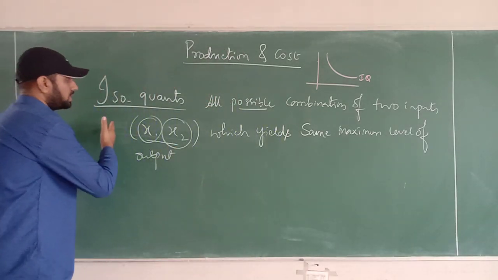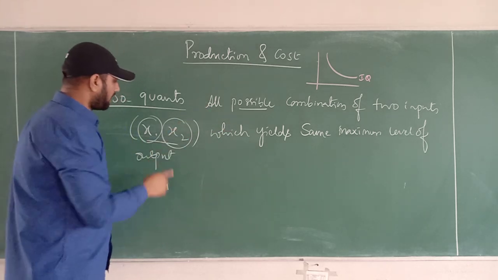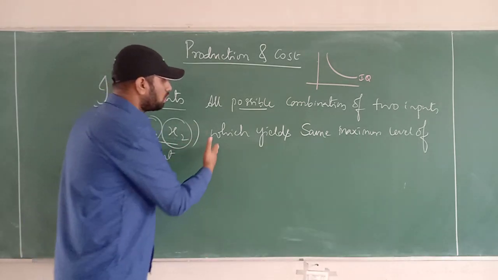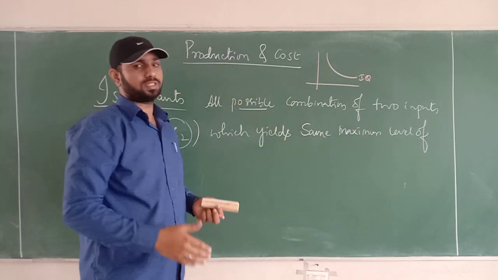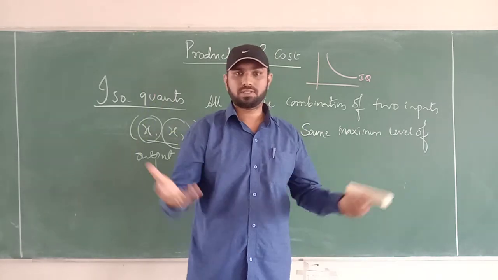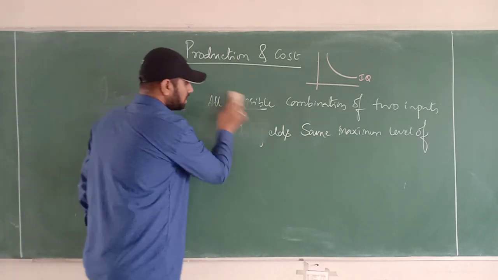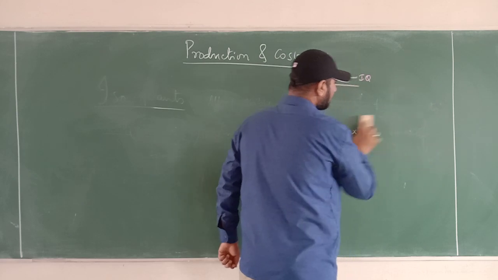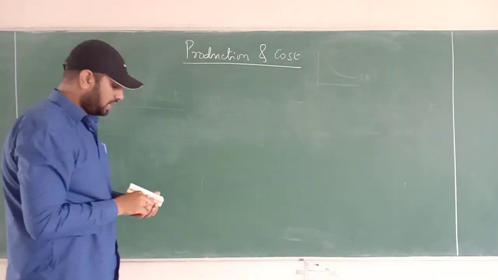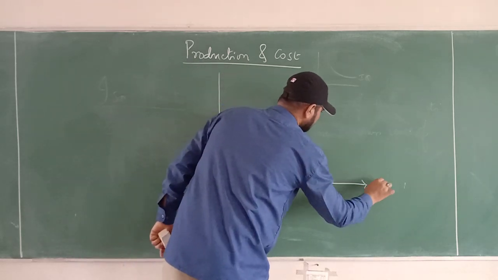Before that, you must understand that an Iso-quant is all possible combinations of two inputs, x1 and x2. You can take x1 or x2 as labor for capital or capital for labor, which yields the same maximum level of output. The major agenda of every producer is to increase the output and decrease the cost to enjoy the profits. In such a case, how will the Iso-quants look? If you want to draw the graphical representation, Iso-quants will look like this. Let's take the x and y axes.